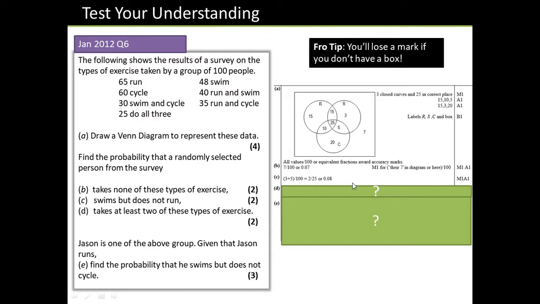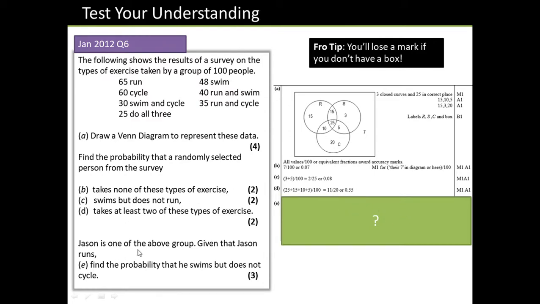And then for part D, takes at least 2 of these types of exercise. So at least 2 means 2 or 3. So there are 10 people that run and cycle. I'm ignoring the 25 that do all 3. There are 5 people that cycle and swim only, and there are 15 that run and swim, and then you've got these 25 that do all 3. So you add those numbers up and you get 55 out of 100, so that's 11/20ths or 0.55.